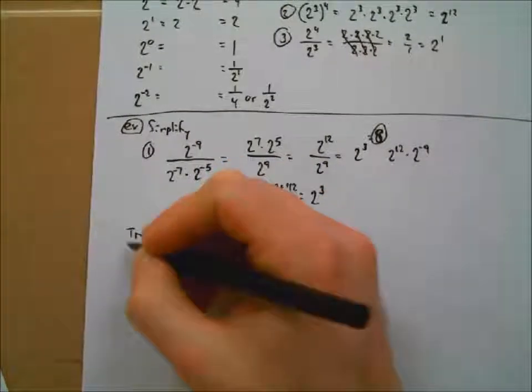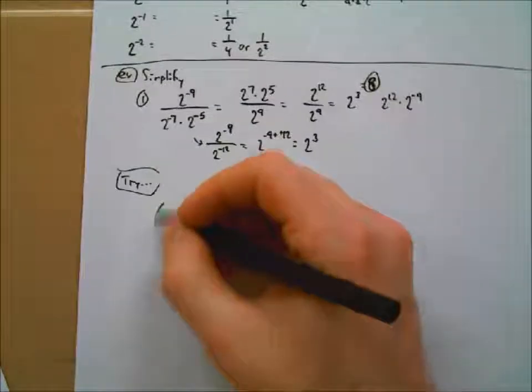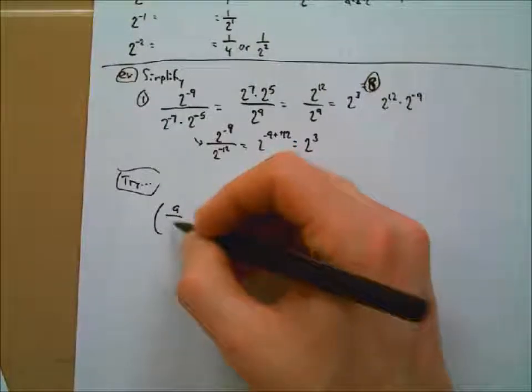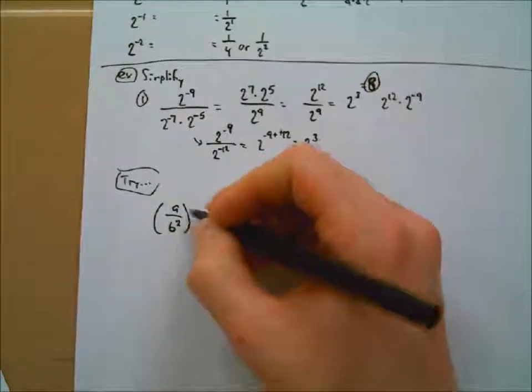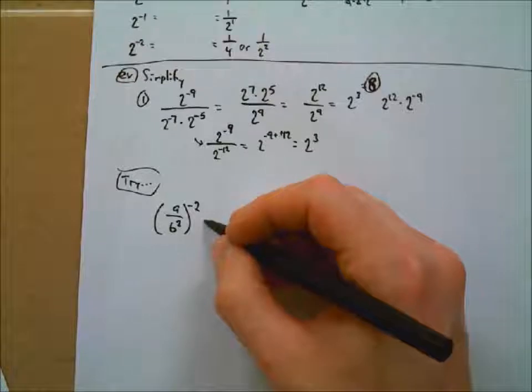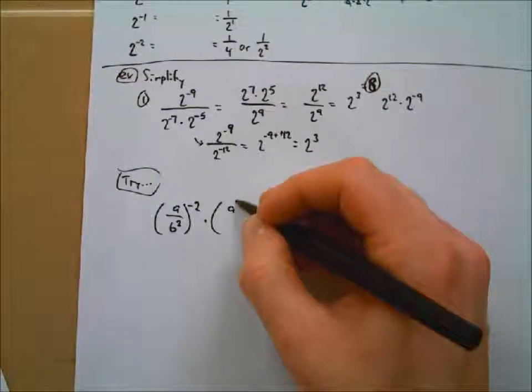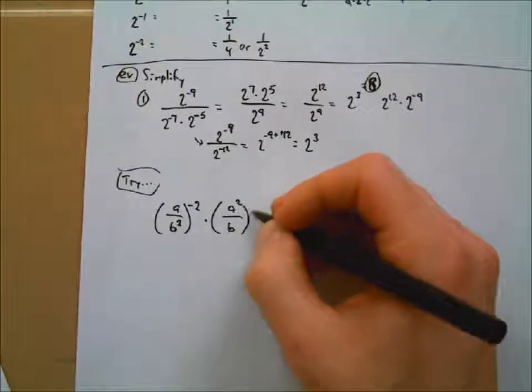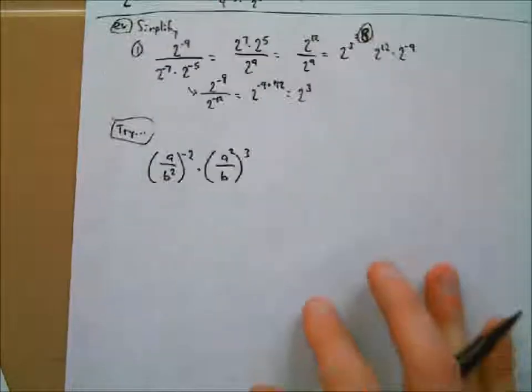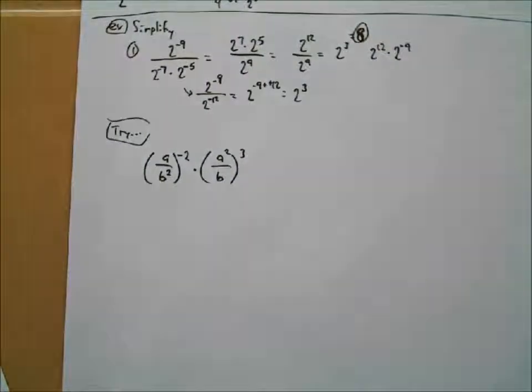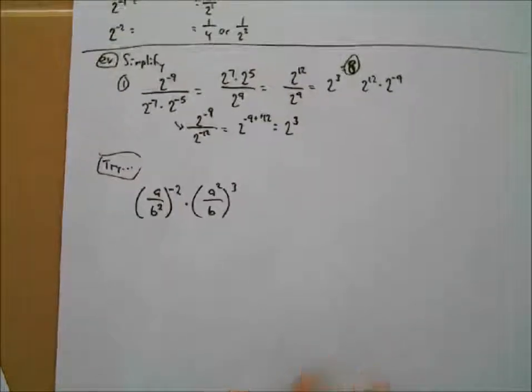All right, so a over b squared, that quantity to the negative 2, times a squared over b to the third. Okay, simplify that as much as you can. Okay, simplify, simplify, give it a try. And I will do the same.